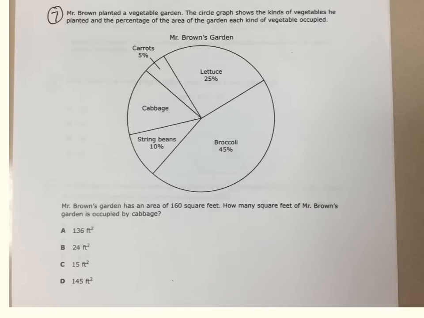Number 7. Mr. Brown planted a vegetable garden. The circle graph shows the kinds of vegetables he planted and the percentage of the area of the garden each kind of vegetable occupied. Mr. Brown's garden has an area of 160 square feet. How many square feet of Mr. Brown's garden is occupied by cabbage? So that's what we're asked to find. Okay, so here is cabbage, but it doesn't tell us what percent. And we need to know the percent in order to find the actual square feet.